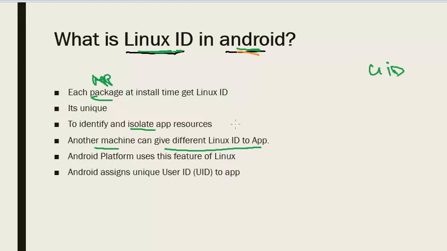If you install the same app on mobile B, it will have a different Linux ID, but it will be unique for that system. This I already explained. The Android platform uses this feature of Linux, and Android assigns a unique user ID to each app. So once again, each Android app at install time gets a unique Linux ID. This unique Linux ID is used to identify and isolate the apps.